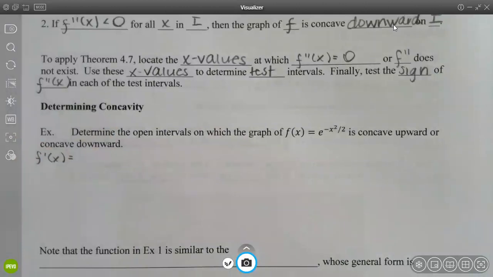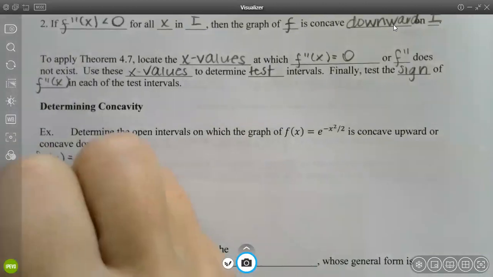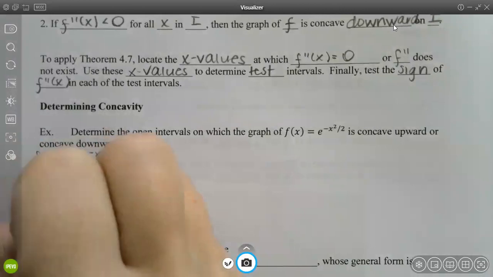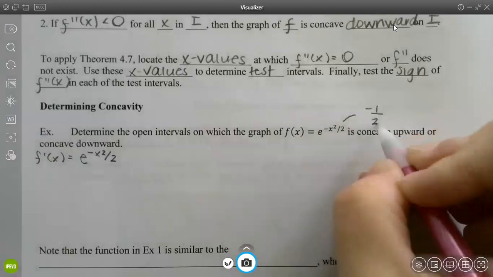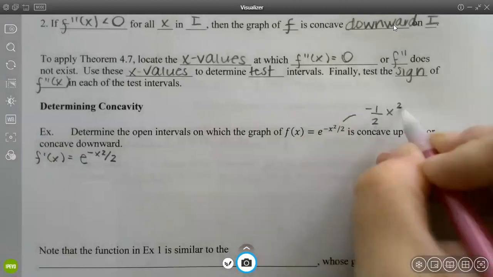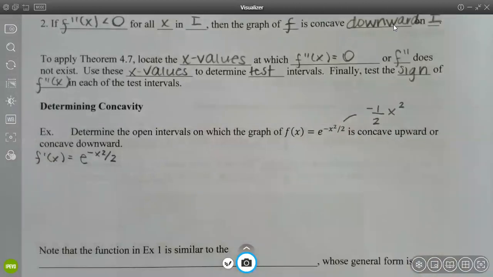So to find the first derivative, remember e to the negative x squared over 2 is going to be your first part, and then you're going to take the derivative of the power. So it looks exactly the same, and then times the derivative of the power. So rewrite it. And then up here, I'm going to rewrite this so you can see it a little bit easier. That power is negative 1/2 x squared. That makes it look a little bit simpler to take that derivative.